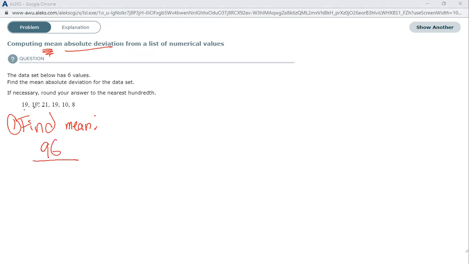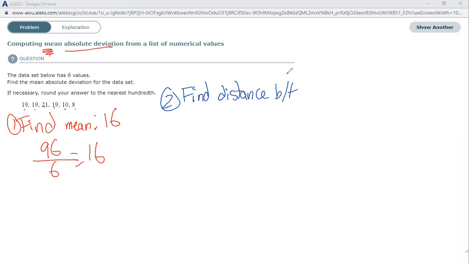And then I'm going to divide by 1, 2, 3, 4, 5, 6. 96 divided by 6, and I'll get 16. So my mean is 16. Now, I kind of like the way ALEKS has you set it up, you need to find the distance between each data point and the mean. So I'm going to set up a little table just to organize my work.